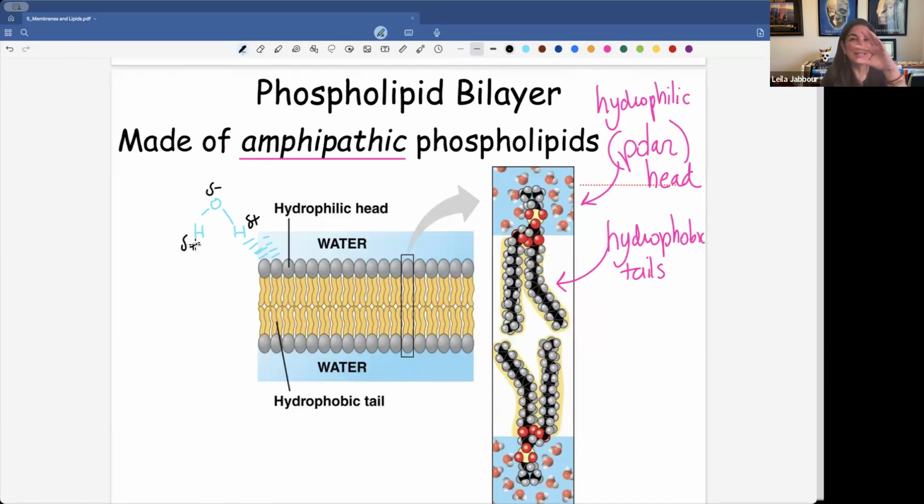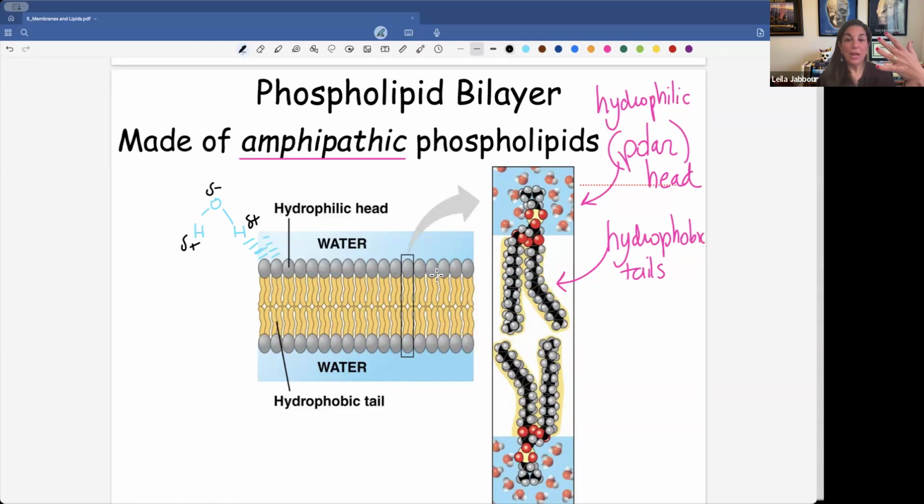And that delta means slightly, right? It's not like an ion where they would be separated and with a full charge. This is just the cloud that's being sucked up more towards the oxygen. So we end up with this slight polarity. And that slight polarity is enough to make these bonds with another polar molecule. So you need to be polar to be facing water.